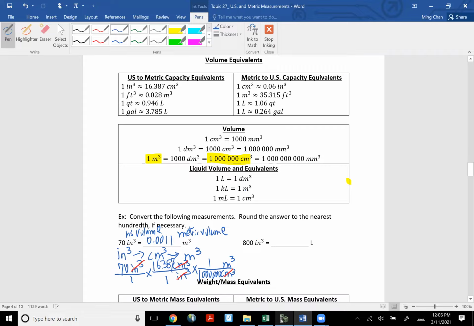Now this one is tricky. This is volume. This is US volume. This is actually metric capacity. This is liter. Okay. So, start with cubic inch, right? Cubic inch. The only cubic inch I have is right here. Cubic inch takes me to cubic centimeters.